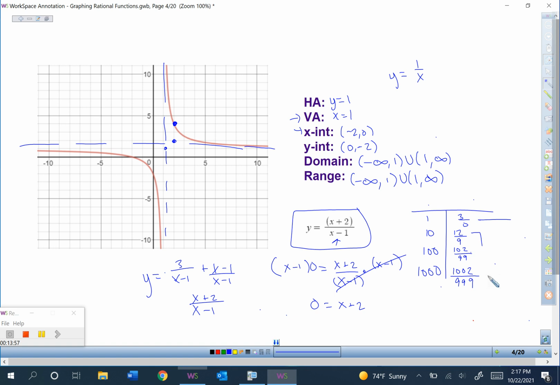You'll notice these fractions end up getting closer and closer and closer to being the same number on top as you see on the bottom. Meaning, our horizontal asymptote, as you get bigger and bigger, the end behavior is approaching the number 1. And how we can see that in the equation is just recognizing that the top is the equation of a line, x plus 2, and the bottom is an equation of a line, x minus 1. The top is increasing by a rate of 1 or a slope of 1.